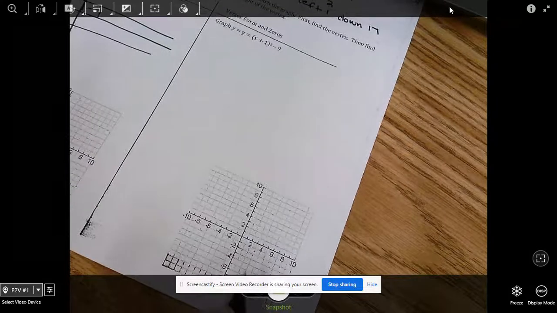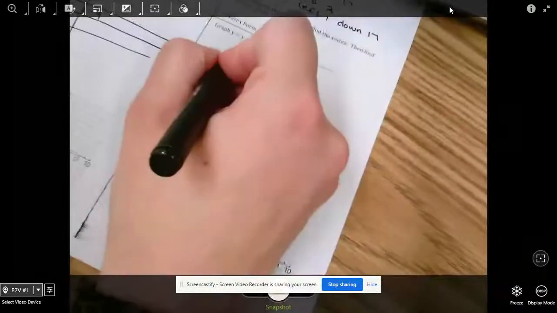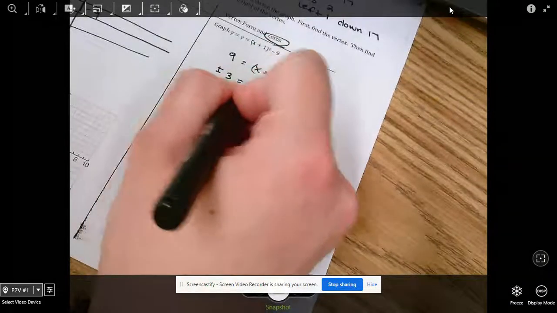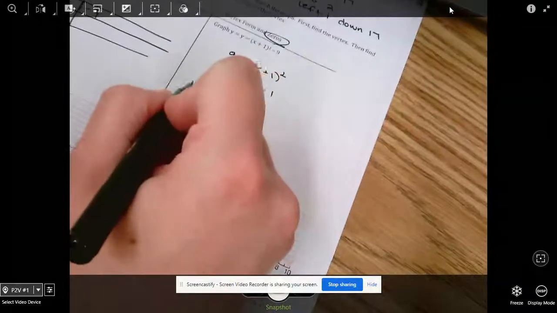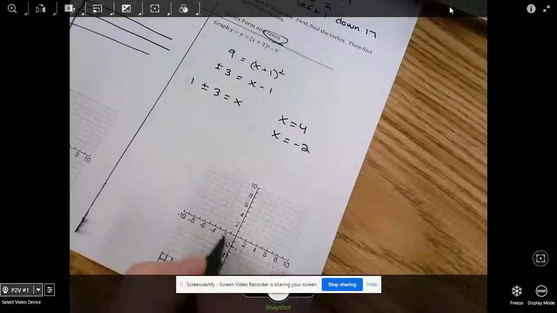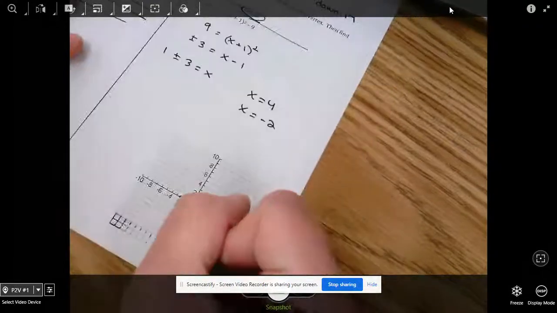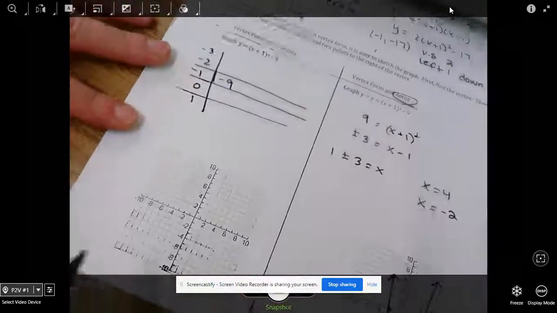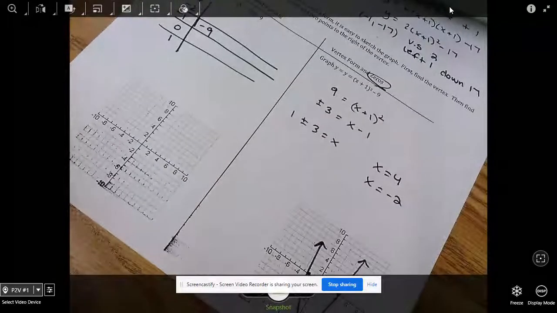Here, though, they're saying you could have done negative 1, negative 9 from the vertex and then pick zeros or solutions. So you could have brought 9 to the other side, take the square root of both sides, add 1 to the other side, gotten x equals 4, x equals negative 2. And just graphed it that way. So you could graph using intercepts in a vertex, or you could graph using 5 points total. Okay, it's totally up to you. You're going to get the same graph. So it's just another way to help you graph.